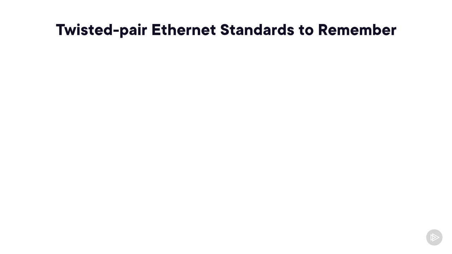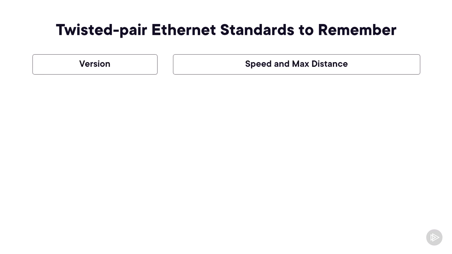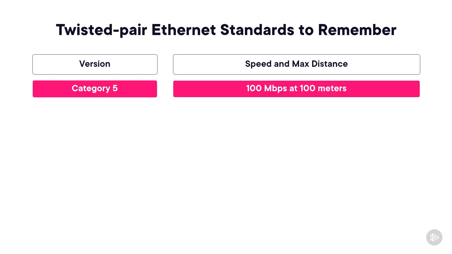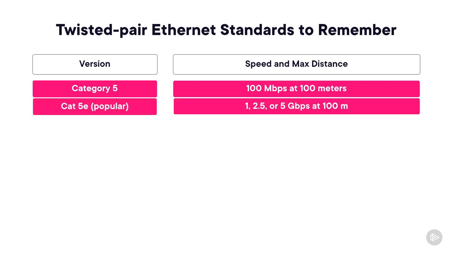What we cannot ignore are the various Ethernet standards, specifically their version numbers expressed as a category and the corresponding speeds and maximum cable lengths. Category 5, or Cat5 for short, can move data at 100 megabits per second over a distance of up to 100 meters. It's pretty much obsolete these days. Cat5e is still quite popular, supporting speeds of between 1 to 5 gigabits per second at up to 100 meters, the exact speed depending on the cable construction and the specific devices being connected.